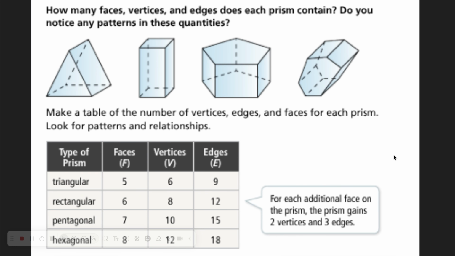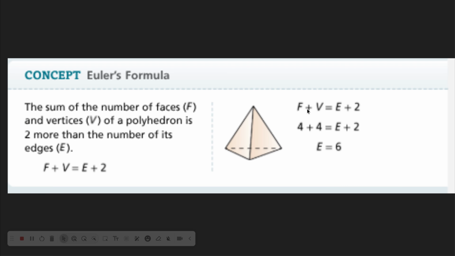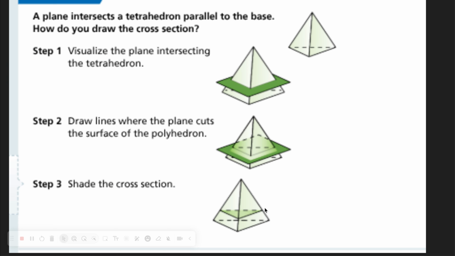Euler came up with a formula for this. I don't memorize this. I truly don't know this because I can usually just figure it out. But it's faces plus vertices equals edges plus 2. So there are 2 less edges, I guess, than there are if you add the faces and vertices. Feel free to memorize that if you want, but I don't know if you'll have to. Okay, now we just want to show you about what it's like to intersect a 3-dimensional object with a plane.